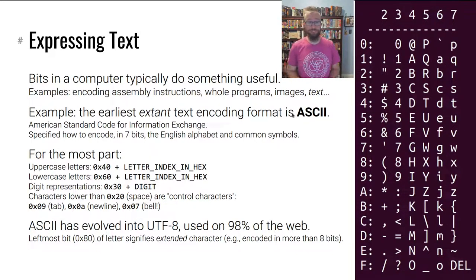So UTF-8 basically is ASCII, but if the top bit is set, it's an 8-bit format initially. If the top bit is set, it reads more bits. And if those top bits are set, it reads more and more bits, right? And so it can represent a lot of different language glyphs, and also a lot of emojis. That's where all your emojis come from. UTF-8 is very important. It came from ASCII.